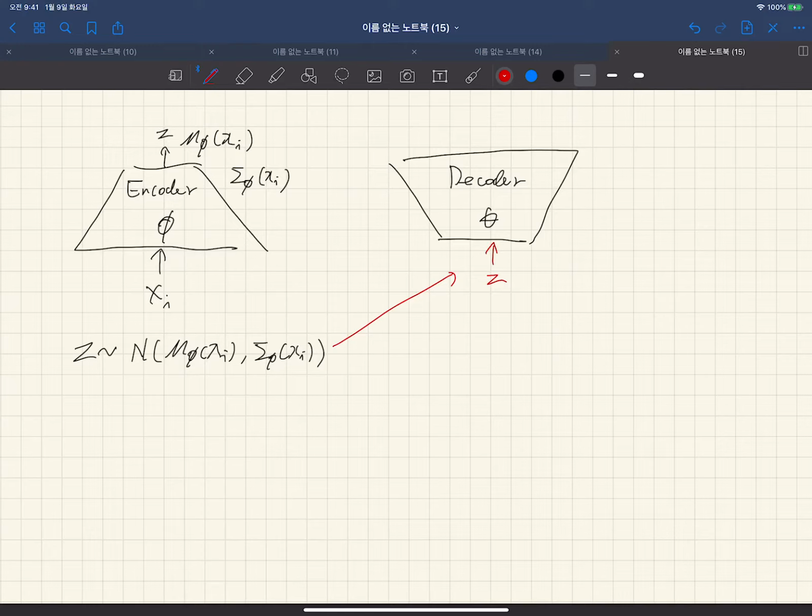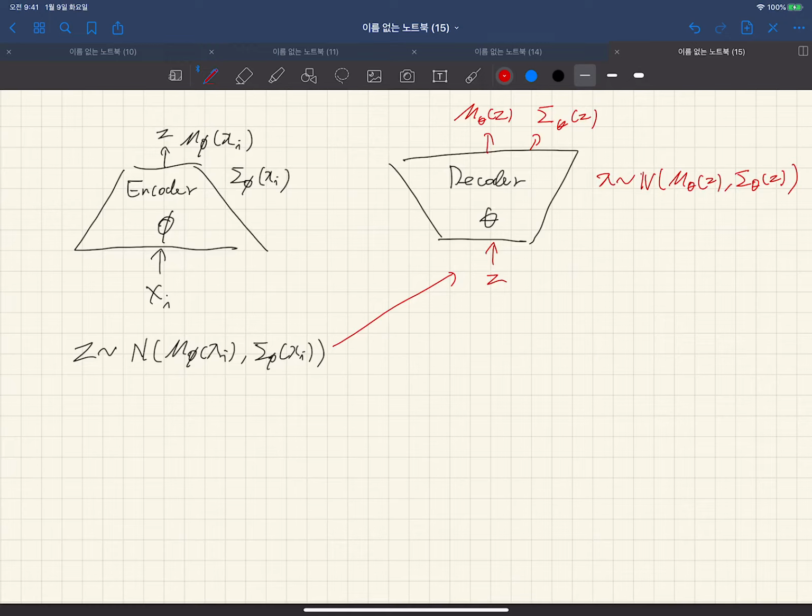Okay, and then the decoder, as well, makes output. The output is mu theta z and sigma theta z, which define a normal distribution, and we assume that the corresponding output x follows a normal distribution with mean mu theta z and covariance sigma theta z.